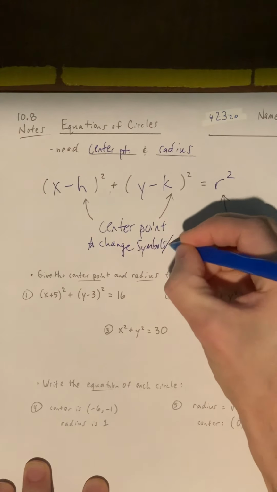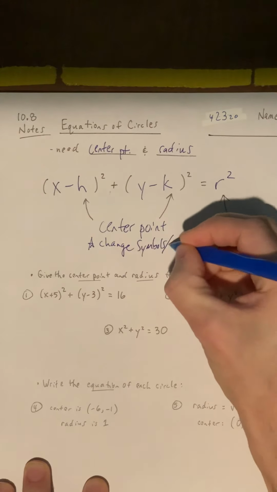All right, let's look at number 1. So number 1, here's our equation. You'll see it looks like the generic form. All right, so the center point is real easy. X-coordinate, y-coordinate. But remember to take the opposite sign, change the sign or symbol. So the x-coordinate center point is really a negative 5. Y-coordinate is really a positive 3. So that's your center point.